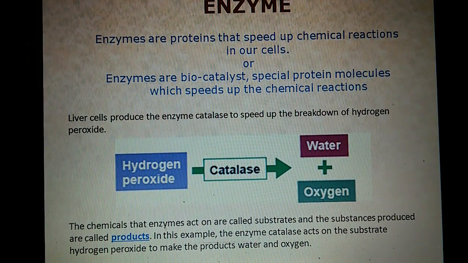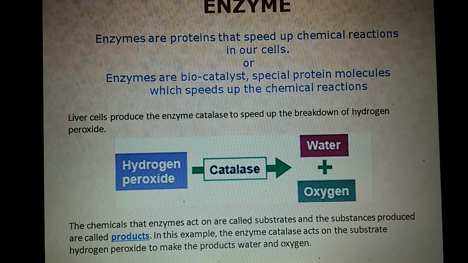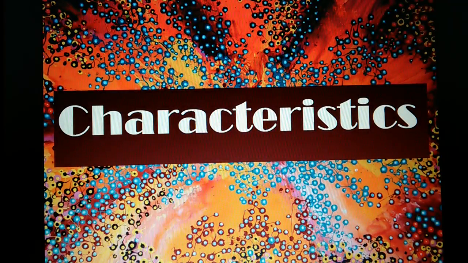This is what we covered in this first slide. Now we are moving towards the characteristics slide, characteristics of the enzymes.